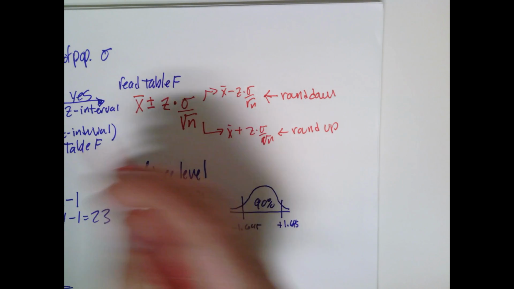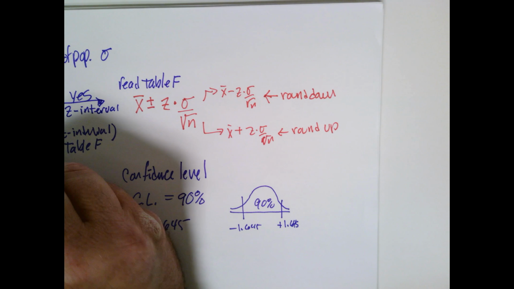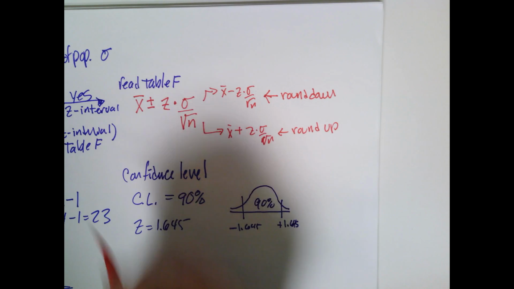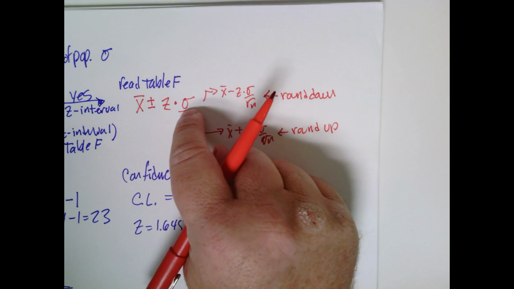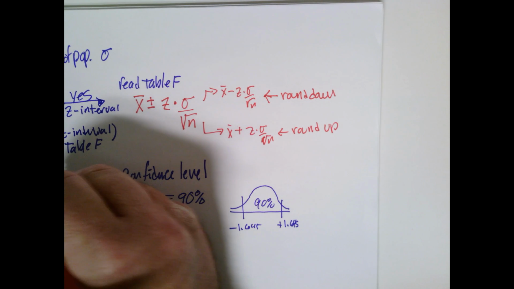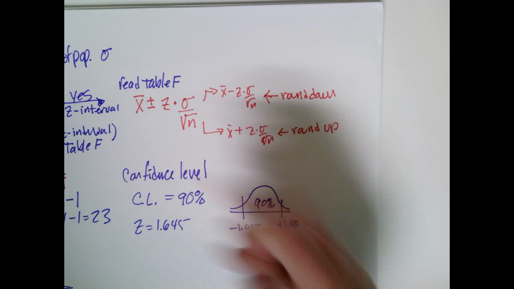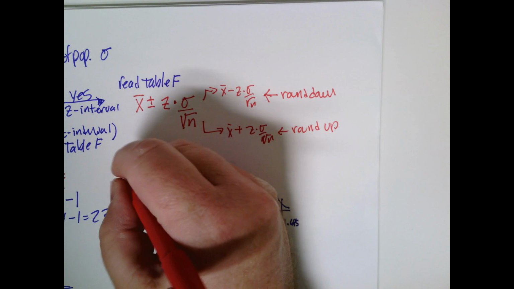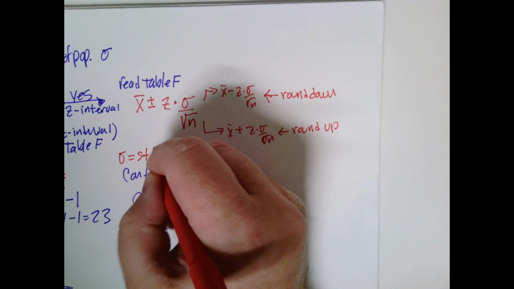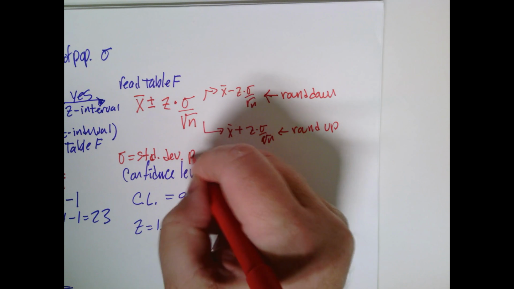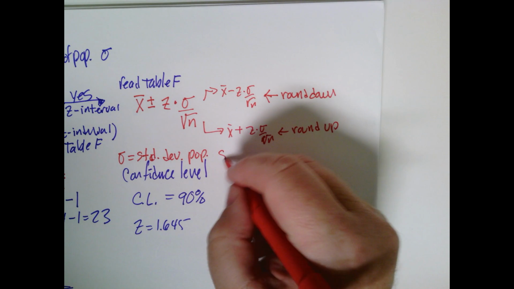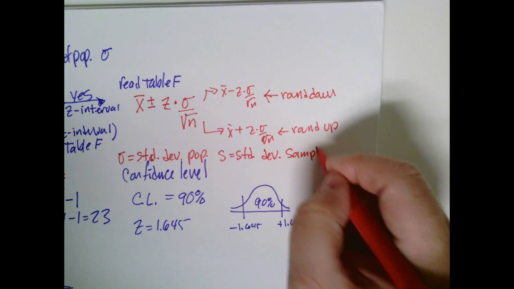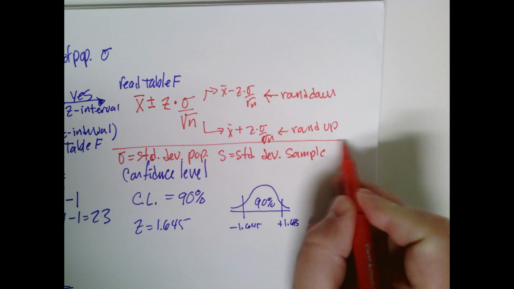Alright, for this one, the formula is almost the same thing. It's X bar plus and minus, and instead of a Z, we use our T value. And then of course we won't know sigma, but we will know the standard deviation of the sample, and so we use S over the square root of n. So the difference, again, remember from before: sigma is the standard deviation of the population, and S is the standard deviation of the sample. So that's really the difference between the two.